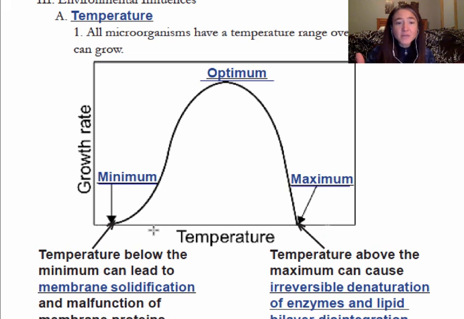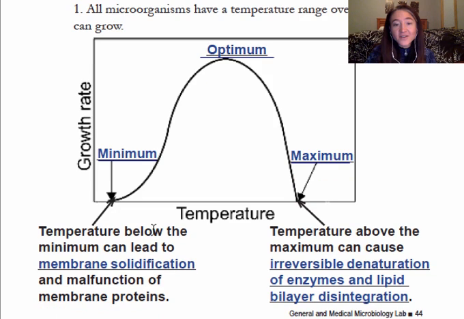So the damage done below the minimum includes things like membrane solidification and malfunction of membrane proteins. However, the cells survive, and in fact, we take advantage of that feature of bacterial cells in that we store our bacteria in either liquid nitrogen or in a minus 80 freezer. We put a cryoprotectant in there and we put it in a cryo vial, and we store our organisms in sort of suspended animation below their minimum temperature.